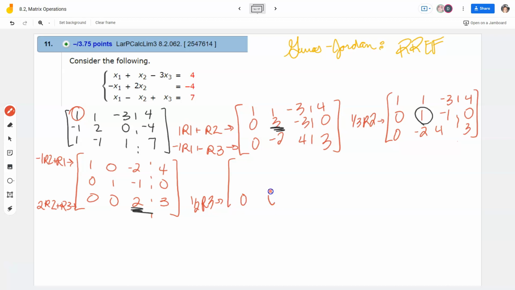1/2 of 0, 1/2 of 0, 1/2 of 2, 1/2 of 3. Oh well. P.S. These are going to stay the same as long as you follow your system. Oh, these are all staying the same.